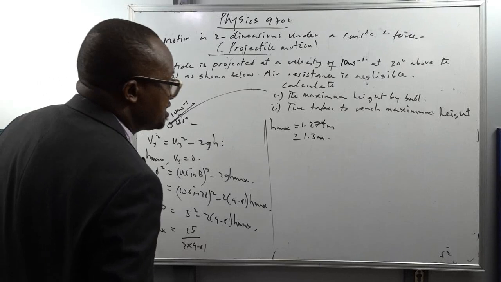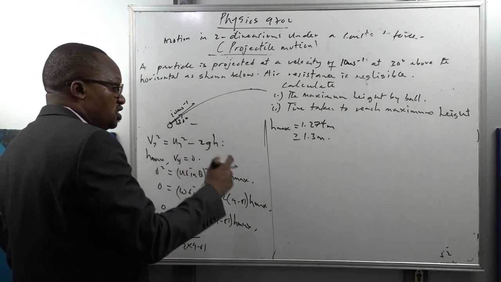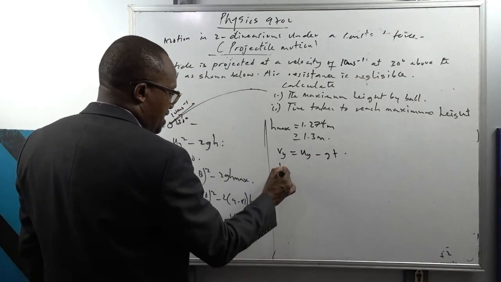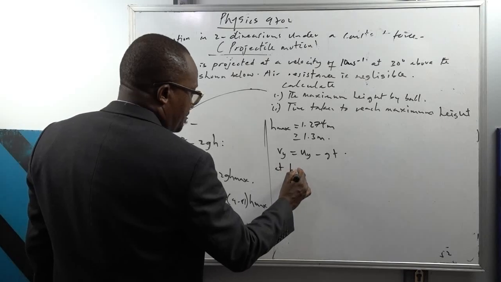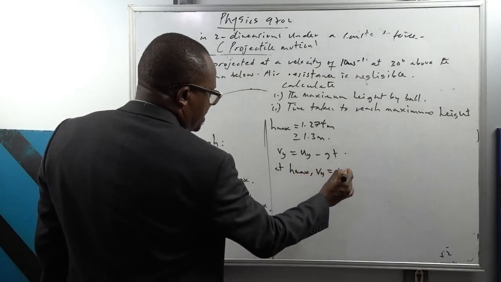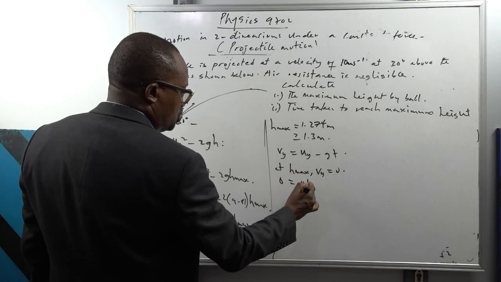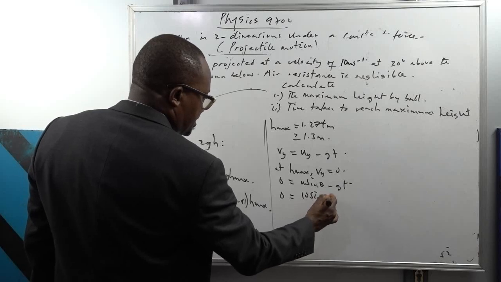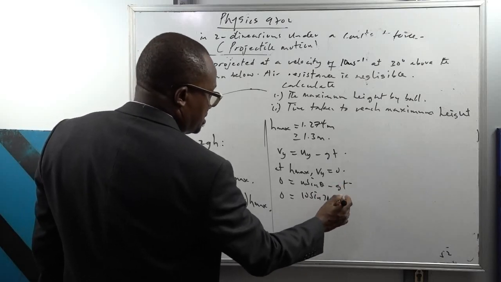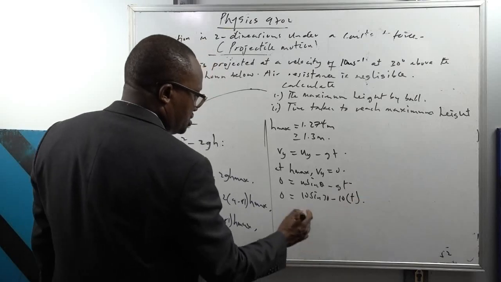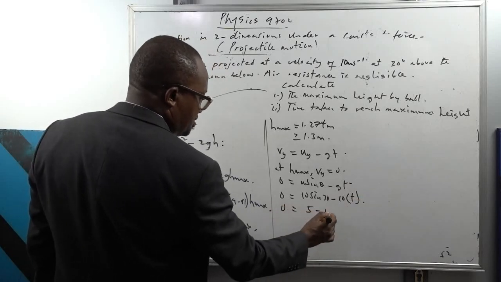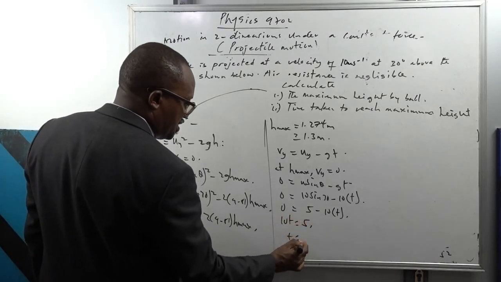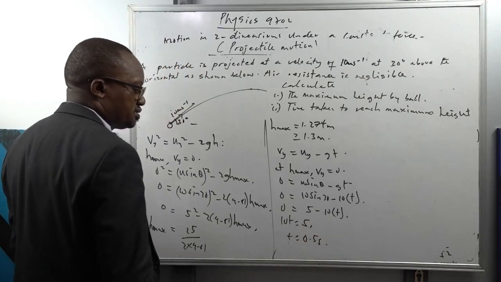Then the next one, find the time taken to reach the maximum height. We can also use the equation in which the vertical velocity is changing with time at a constant acceleration. At maximum height, vertical velocity is 0. So you have 0 equals u sine theta minus gt. This is 10 sine 30 minus 10t, since you don't know t. 10 sine 30 is 5, so 0 equals 5 minus 10t. If you bring this one there, 10t is equal to 5. Time taken to reach the maximum becomes 0.5 seconds.